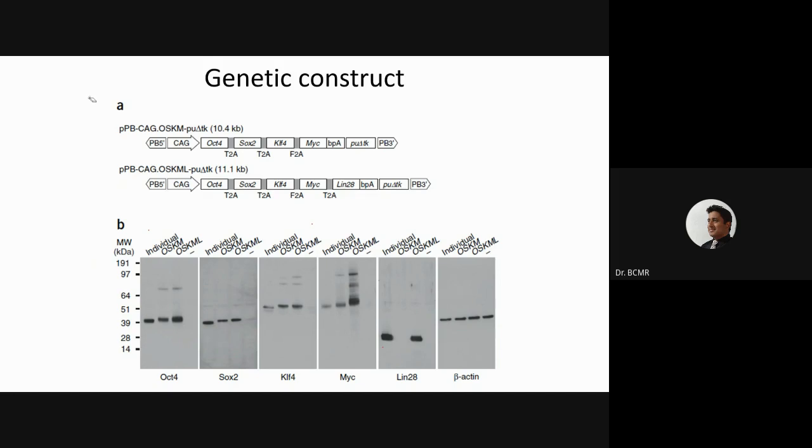I'll repeat the question just in case. You see that Oct4 in this one, these two are a little larger than this one. Same with SOX2, KLF also. Maybe C-MYC, these two are almost the same, and this one is a little larger. Lin28 is almost the same. Why is that?